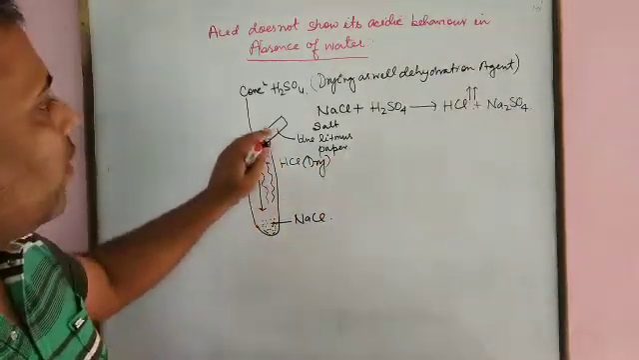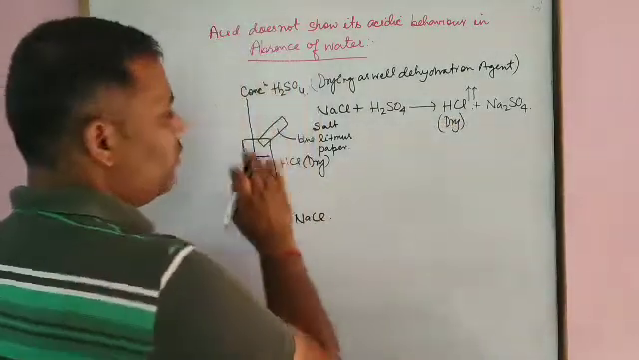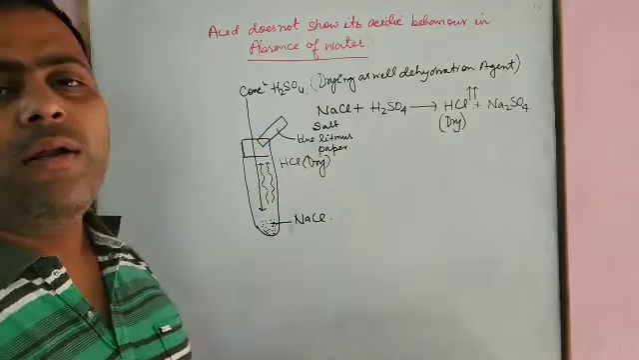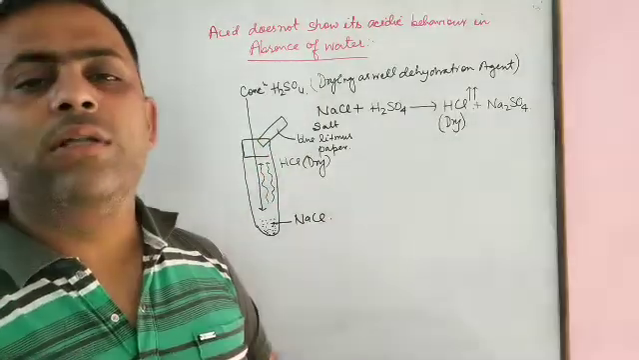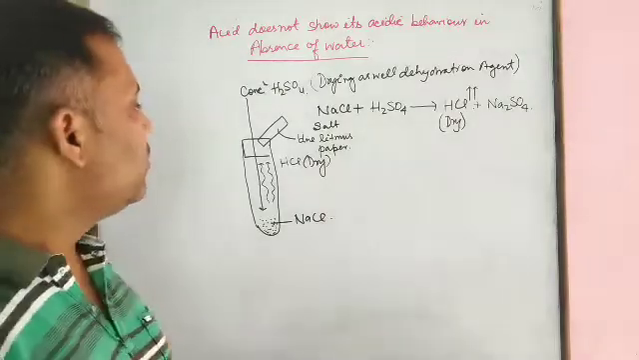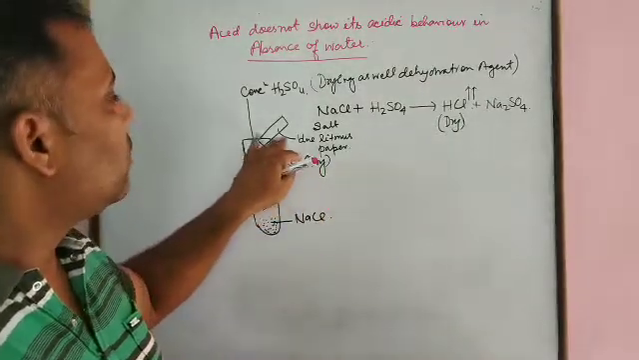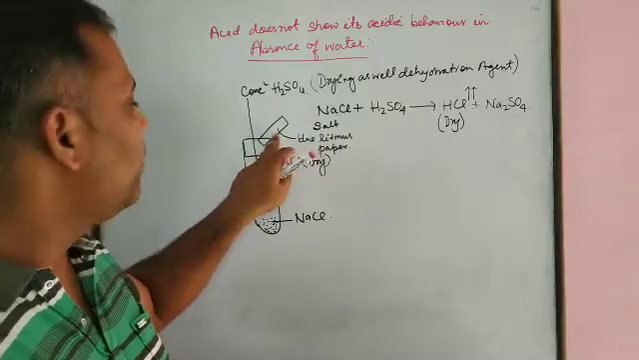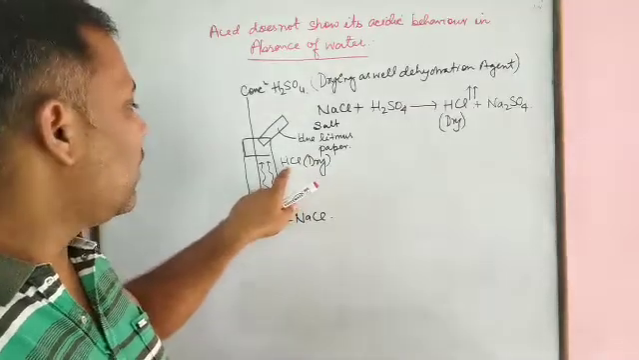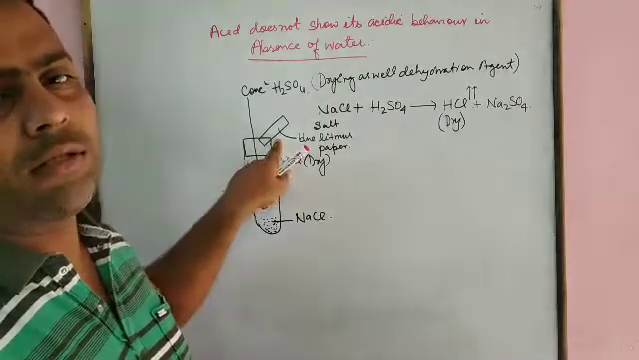When dry HCl evolves here, we know it is an acid. But when we place a blue litmus paper here, this dry HCl will not turn the color of the blue litmus paper. Why is it so? We know an acid turns blue litmus paper to red, but this acid is not going to turn the blue litmus paper red. It will remain as such.